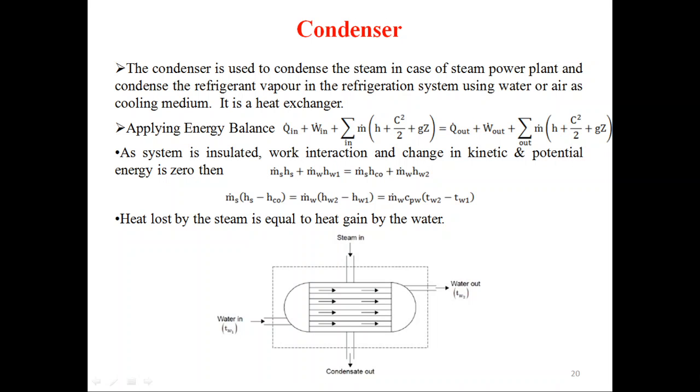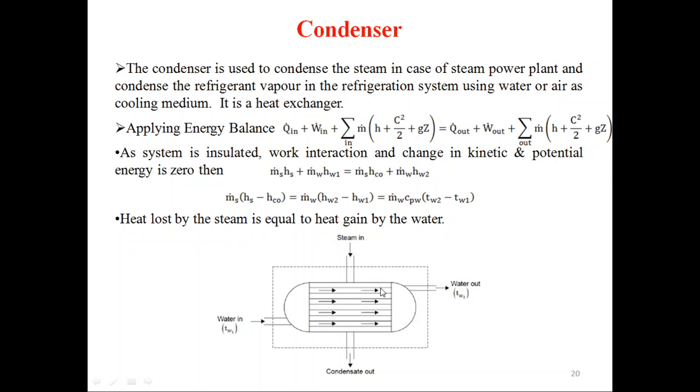Next is the condenser. The condenser is used to condense the steam in the case of a steam power plant, and to condense the refrigerant vapor in the refrigeration system, using water or air as cooling medium. So it is a heat exchanger. This is the energy balance equation.